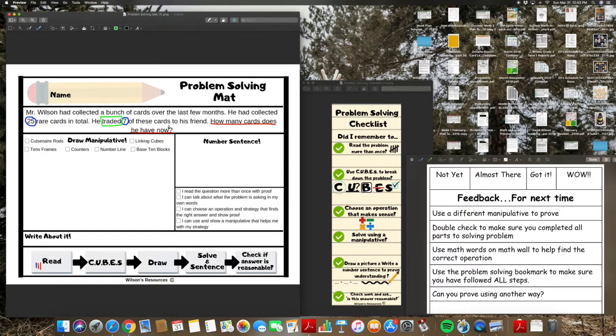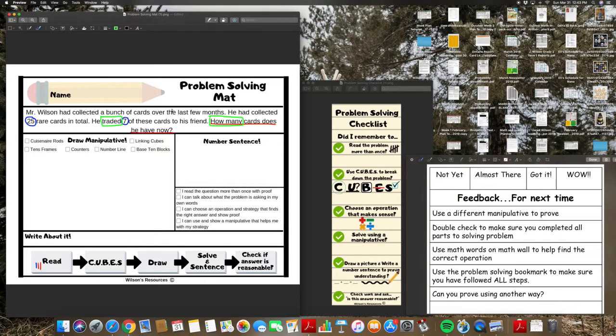We know that how many is a math word, and it's asking us to figure out a total of something. So how many is going to be boxed? How many cards does he have now? Now I don't see any other math words. If your child thinks that collected is important, they can box it, but they'll find in the end that it doesn't really affect their operation, hopefully.